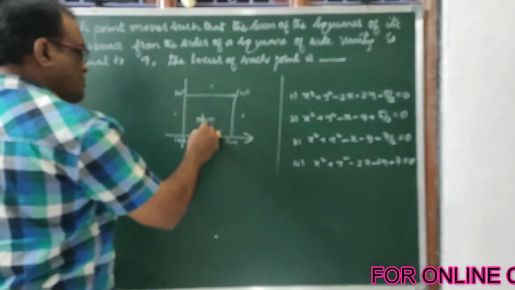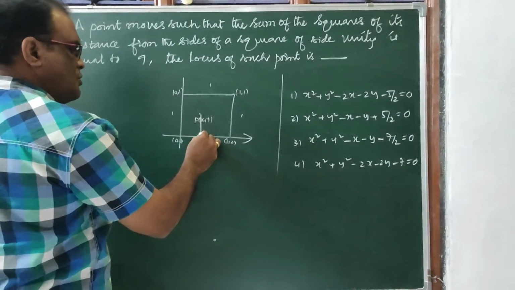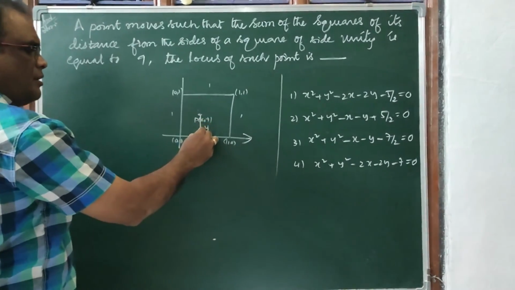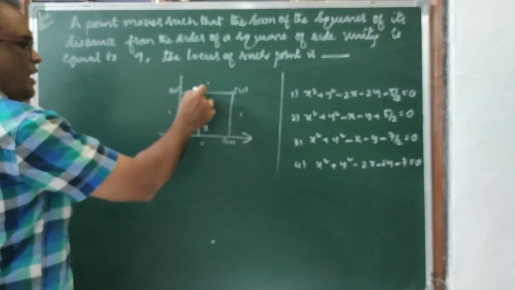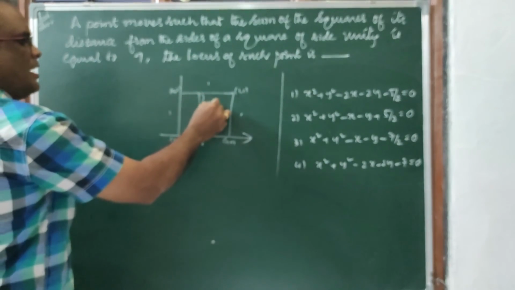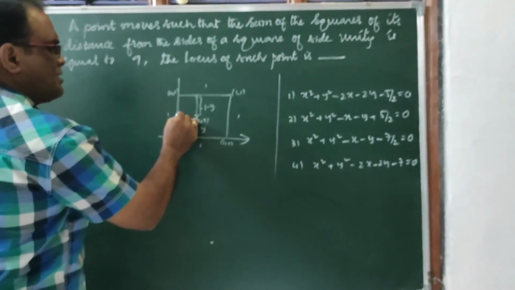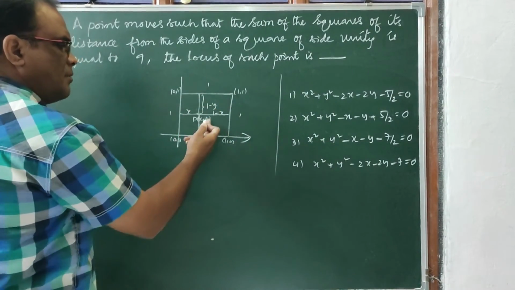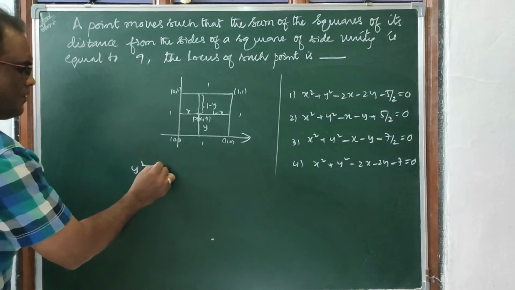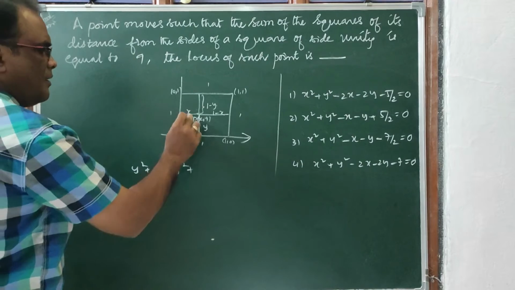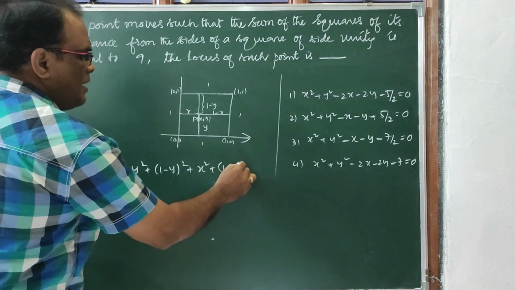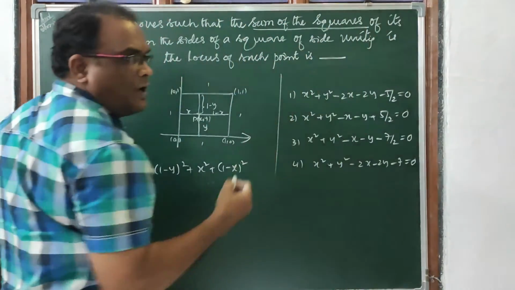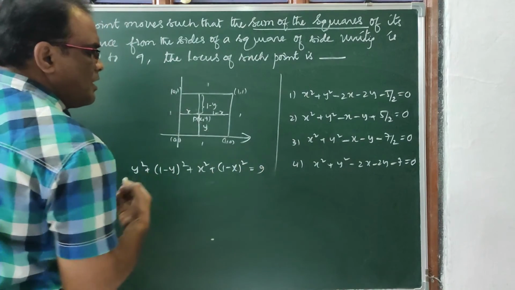First, you take the distance to here. The distance is actually modulus y, from this point to the x-axis is y. The total distance is 1, so this is 1 minus y. Now, the distance is x here, and this is 1 minus x. The sum of the squares means y square, (1 minus y) whole square, x square, (1 minus x) whole square. The sum of the squares of its distances is equal to 9.